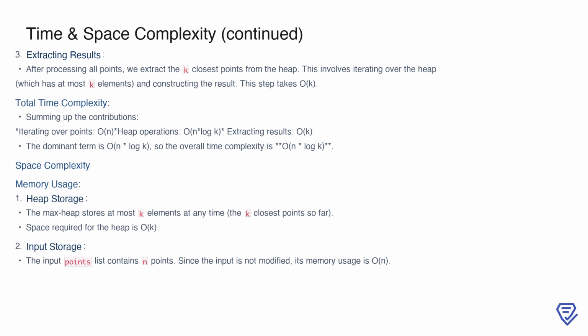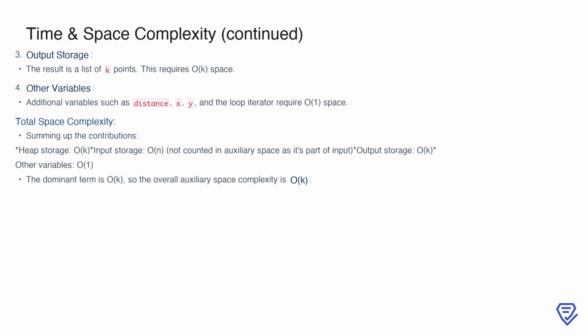Now, turning to the space complexity, the main contributor is the max heap. The heap stores at most k elements at any moment, requiring O(k) space. Additionally, the input list of n points takes O(n) space, but since it's part of the input, it's not counted as auxiliary space. The output, which is a list of the k closest points, also requires O(k) space. Apart from these, we use a few extra variables such as distance, x, y, and the loop iterator, all of which require constant space, O(1).